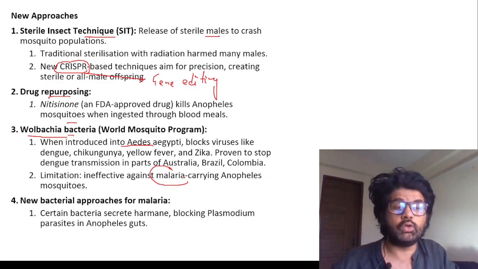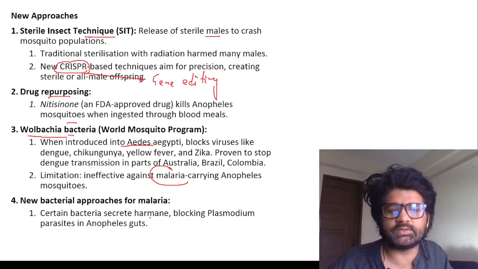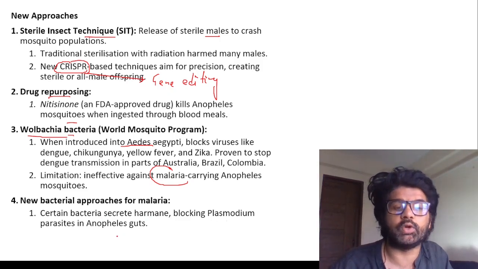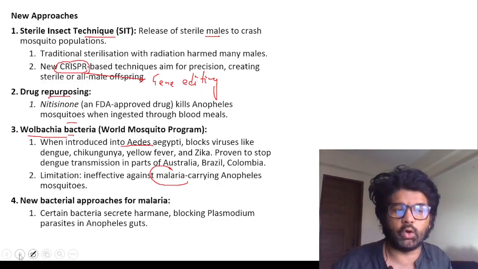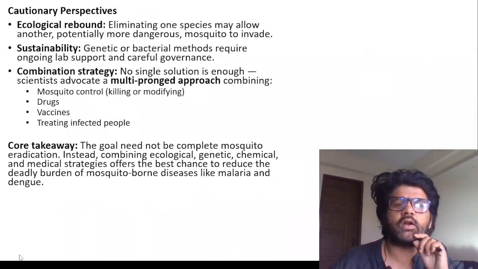This is important. There is also a new bacterial approach, where certain bacteria block Plasmodium parasites in Anopheles guts. So there are different approaches. You should not kill them all, but you can get rid of some of them.